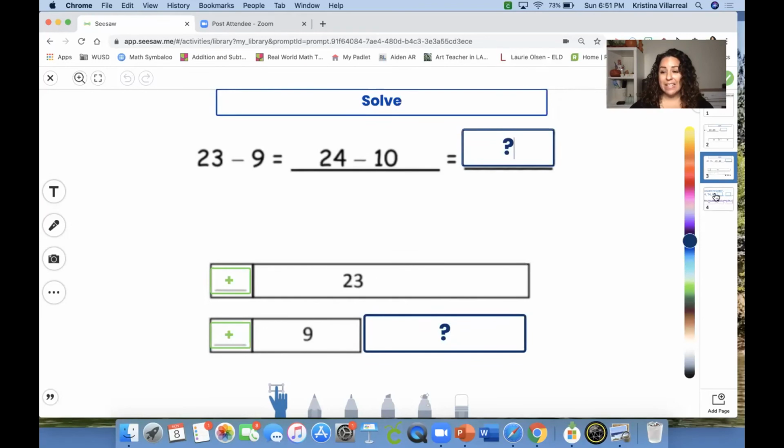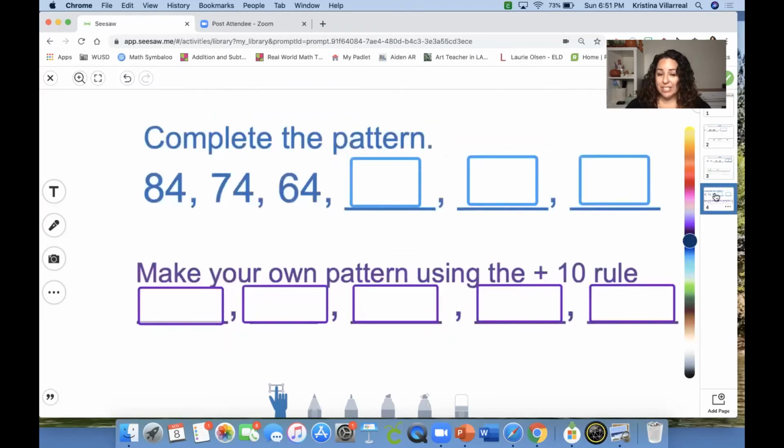And then I have a review problem that I want you guys to do. Complete the pattern. We've been talking about working with multiples of 10. So here we have 84, 74, 64. Finish the pattern. Which way am I going? And then I want you to make your own pattern using the plus 10 rule. I'm not giving you a starting number. I want you to go ahead and do that on your own. So anything plus 10. So plus 10, plus 10, plus 10, plus 10, plus 10. It's your pattern, so you tell me what it's going to look like.